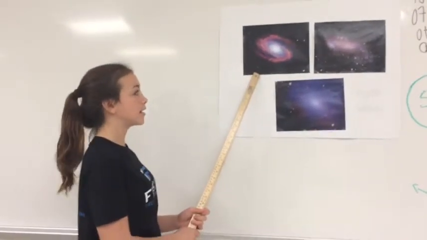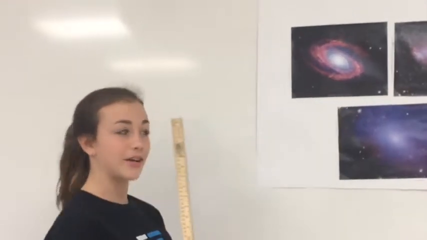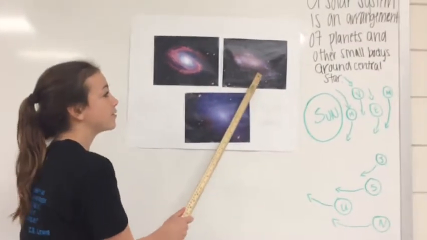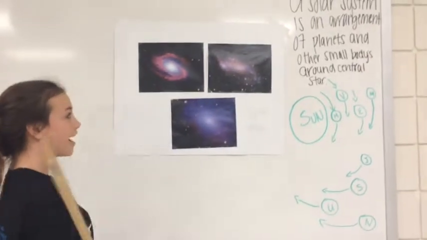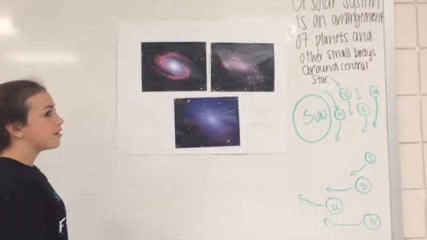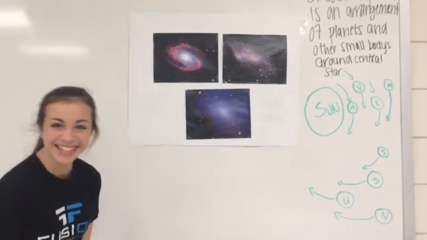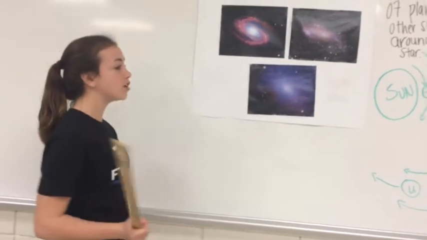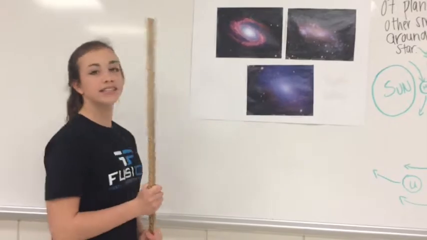Here is a spiral galaxy. This is like our Milky Way galaxy. Here's an irregular galaxy. It's out of shape and it's got a lot of stars. And here's an elliptical where it's all spread out, as you can tell. It shines a lot. So now that we're done with that, let's turn it over to Mr. Zamora.